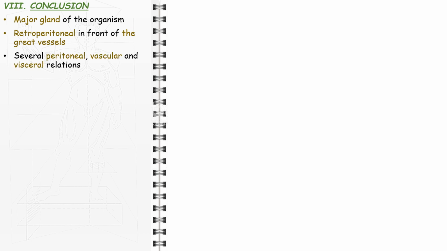It is retroperitoneal, in front of the great vessels, and thus has several peritoneal, vascular and visceral relations. It also has a rich blood supply. The lymph drainage is ensured mainly by the preaortic nodes, and its secretion is neurohormonally mediated.